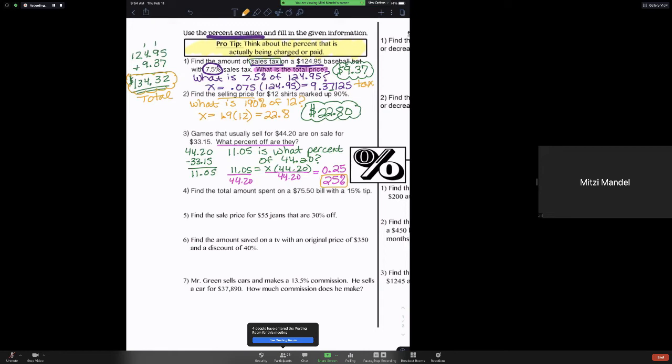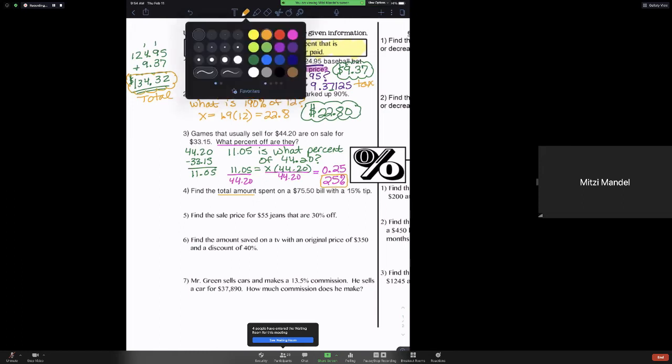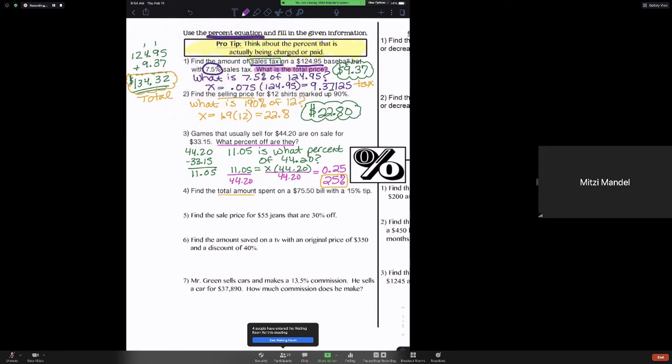All right, question number 4 says to find the total amount spent on a $75.50 bill with a 15% tip. So we want to know the total amount, which means that I'm going to pay the 15% tip and 100% of my food bill. So I'm going to be spending 115% of that bill. So I want to know what is 115% of $75.50.